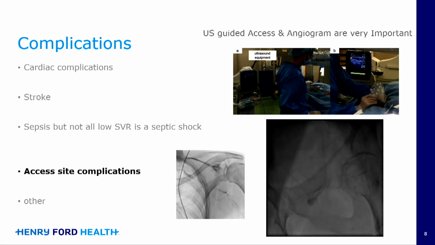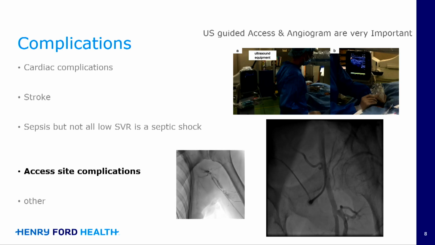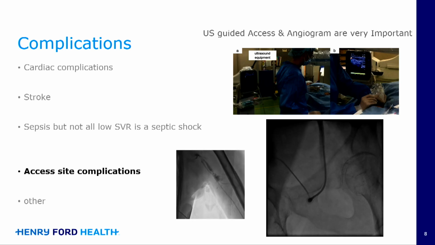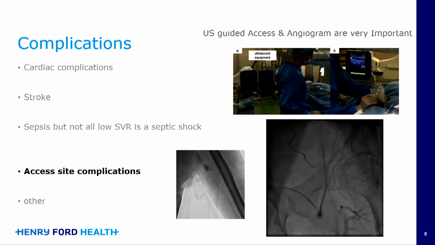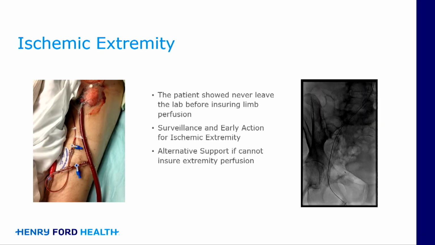Mechanical and access complication are the Achilles heel of mechanical circulatory support. The 14% in the best numbers. The clinical trial shows less numbers, but I don't actually believe it because the sterile environment of the clinical trials is not the real life. So other complication is, and the most important, is ischemic extremity.